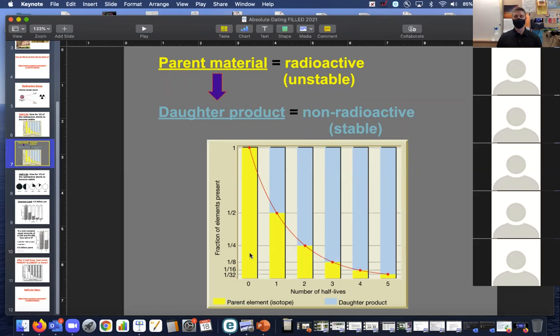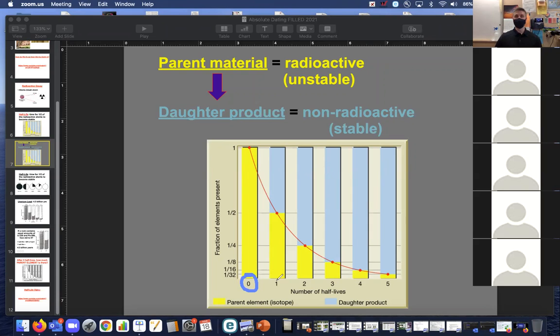So the period of time that it takes for half of the parent material, which is radioactive, to become not radioactive and safe, that's the half-life. So for this, let's say the half-life is 1 hour, just for an easy example. So starting at time 0, all of this sample is radioactive. Every atom in there is.